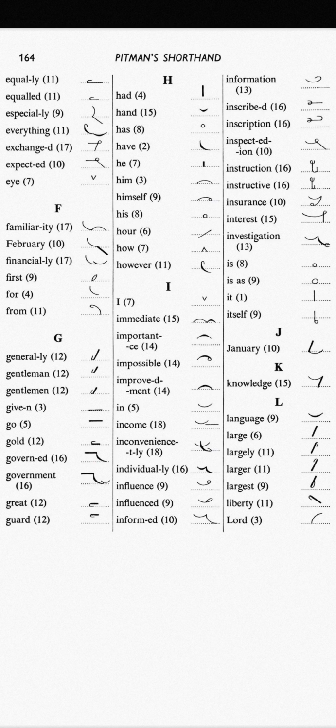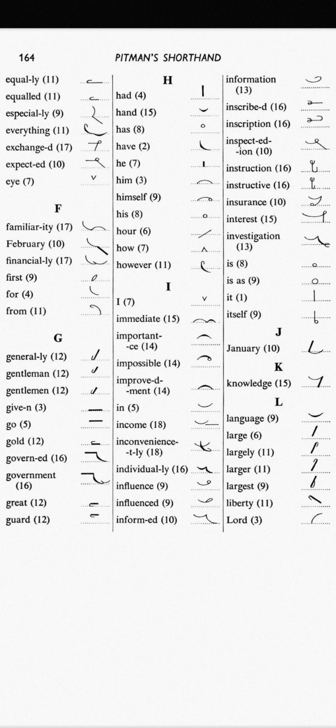N stroke with S circle above the line for influence. N stroke with ST loop above the line for influenced. N stroke with F stroke on the line for inform or informed. N stroke with shun hook above the line for information. Small hook with SKR above the line for inscribe or inscribed. Small hook with SKR above the line with shun hook for inscription.